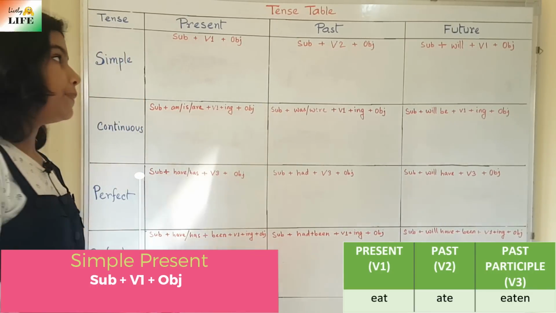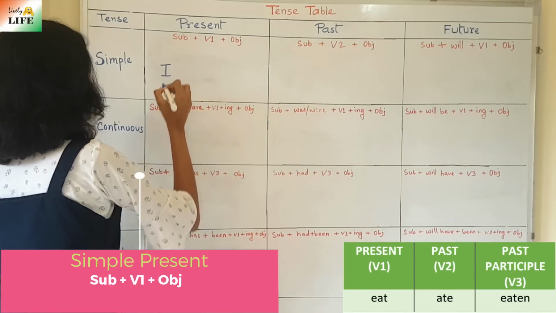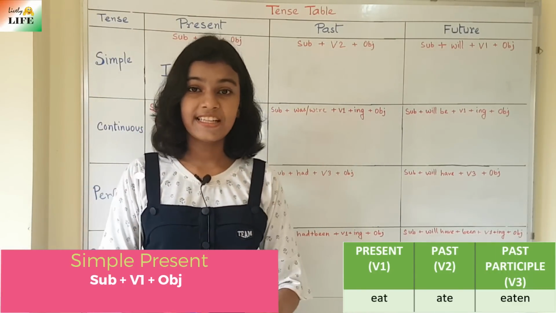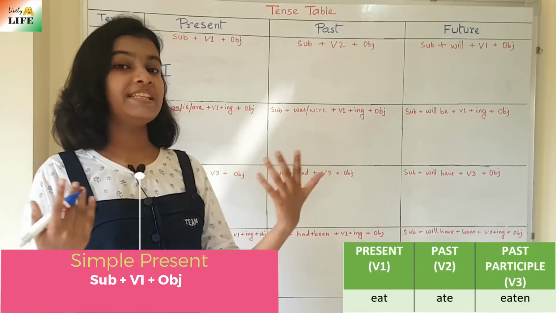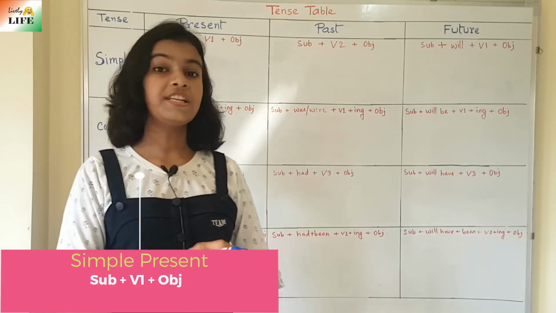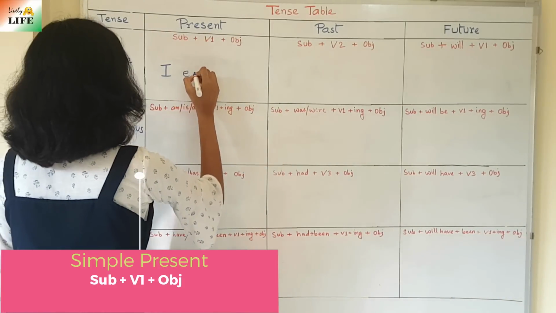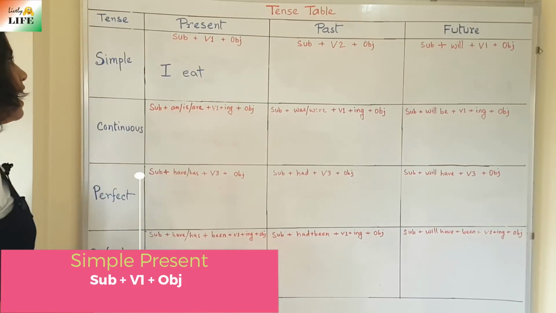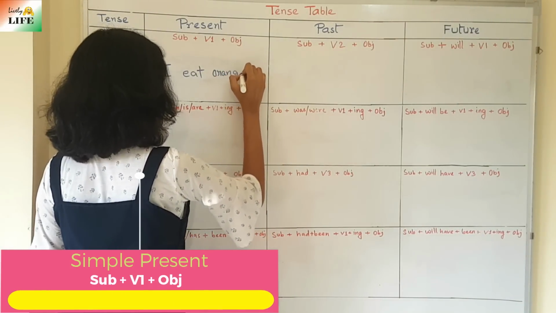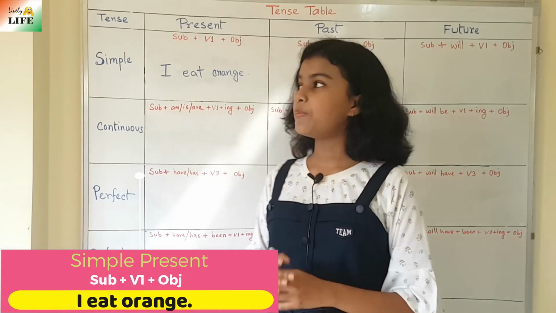So let's take an example. First is subject. Let's take I. The subjects are what? I, we, he, she, it, they, or anyone's name. These are the subjects. And then the V1 form. So suppose eat. What is the V1 form of eat? Means the first form of verb. It is eat. I eat. And then the object. So for example, orange. I eat orange. This is a simple present tense.